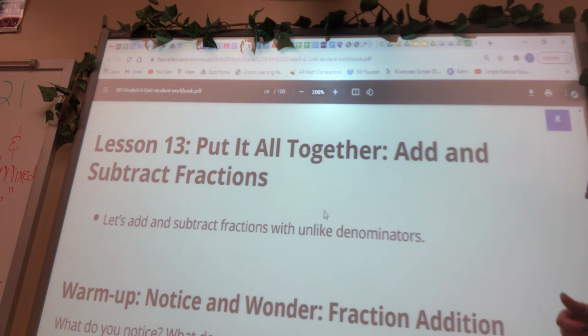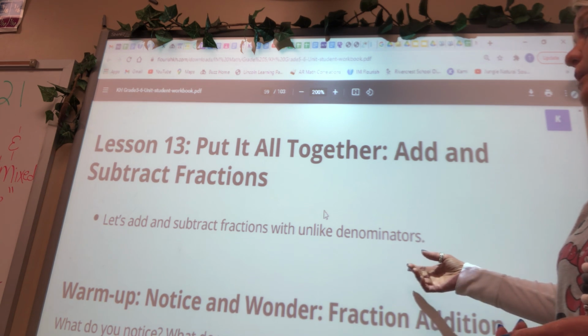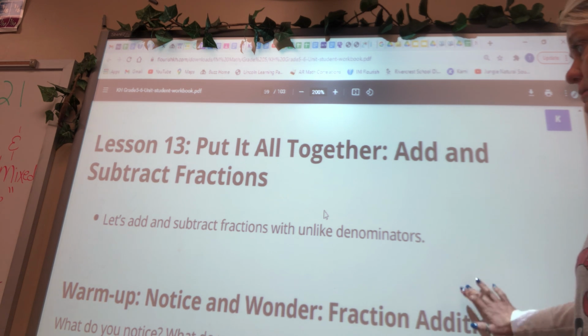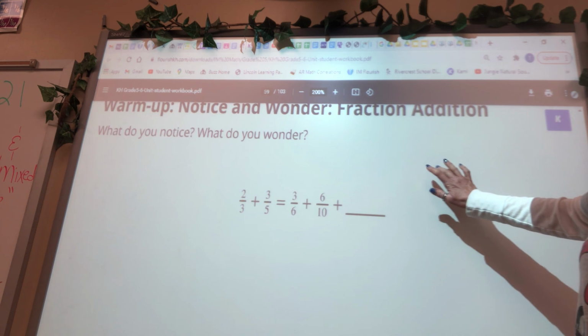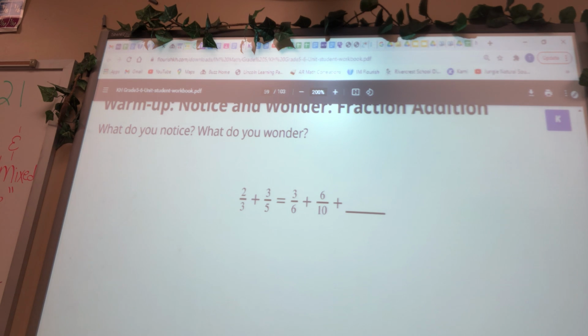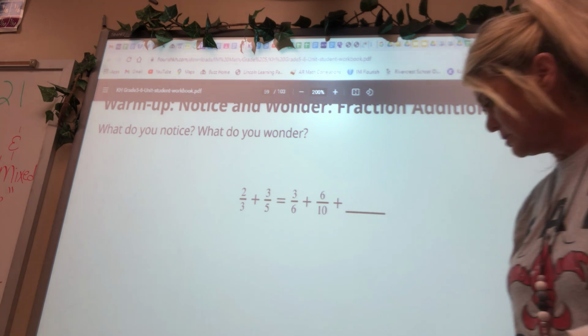197. Now it says we're going to be adding and subtracting fractions. We've already been doing that. It says we're going to do it with unlike denominators, and we've already been doing that. But now they kind of throw a curveball at you. What do you notice about all this stuff?